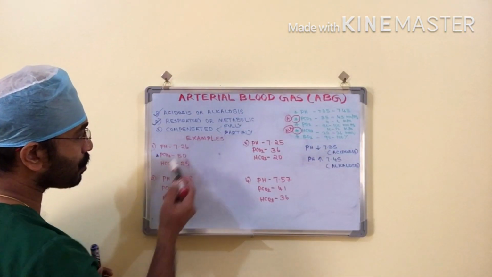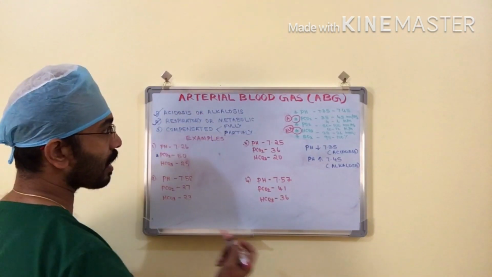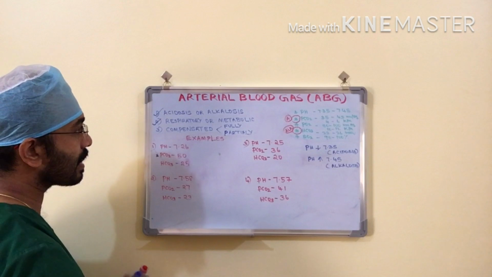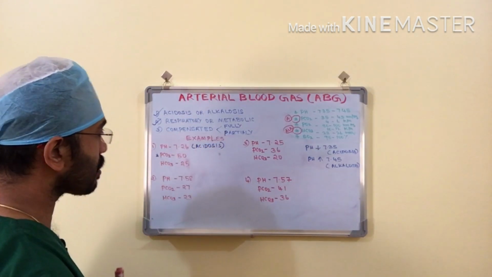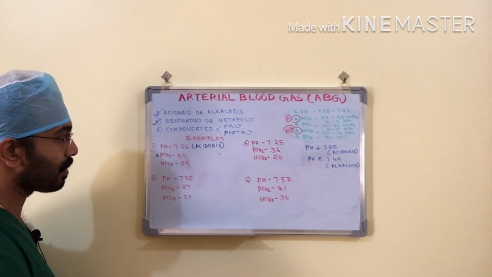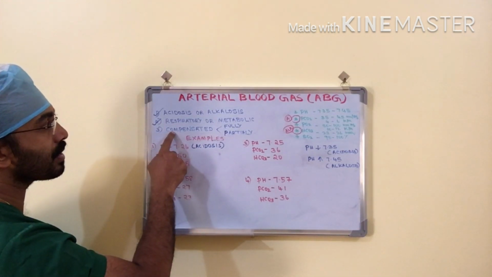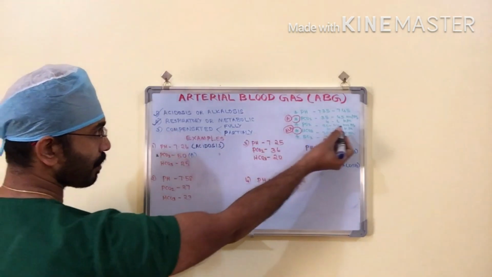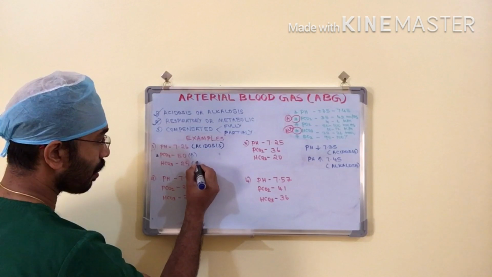First one, pH 7.26, PCO2 is 50 and bicarb is 20. So the first method is to find out whether it is acidosis or alkalosis. If the pH is below 7.35, this is 7.26, so it is acidosis. Next, our method is to check both the parameters, PCO2 and bicarb. If one of the parameters is normal, we can go directly to the interpretation without going to the third step. So here the PCO2 is 50, it is high, more than 45, and the bicarb is 25, so it is normal. The normal value is 22 to 26, so it is normal.